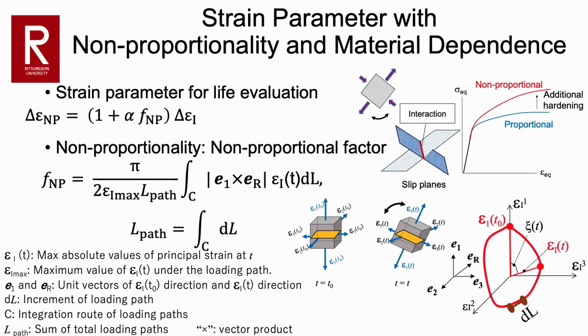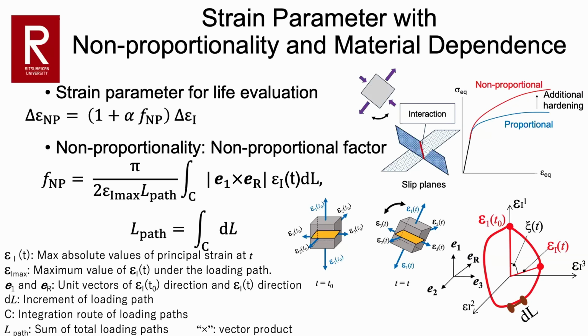Okay, I already proposed the strain parameter for the life evaluation, delta epsilon NP. So this is the strain range. This corresponds to the stress range under non-proportional loading, and also multiplied by the GIS term. The alpha is the material constant related to the additional hardening, depending on the material. For example, stainless steel has a very high value, approximately 0.8 to 0.9.